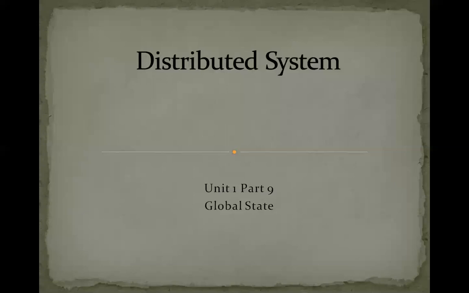So the topic of this video is distributed system and global state. In this, we are going to address the problem associated with the collection or recording of the different states of the different processes, because we have to maintain all the states of the different processes globally in the distributed system.